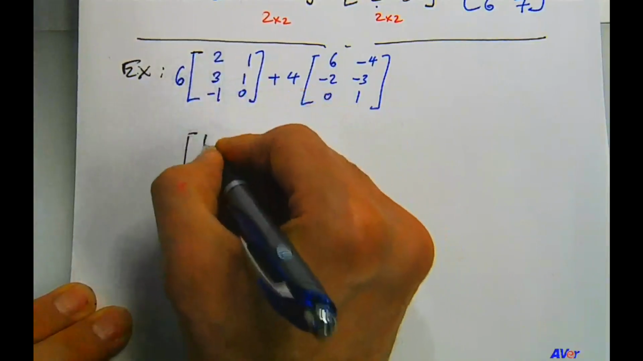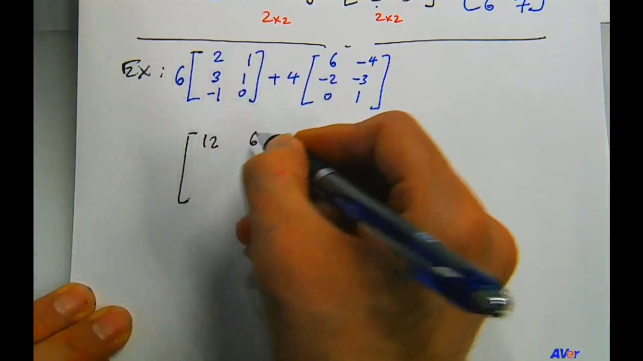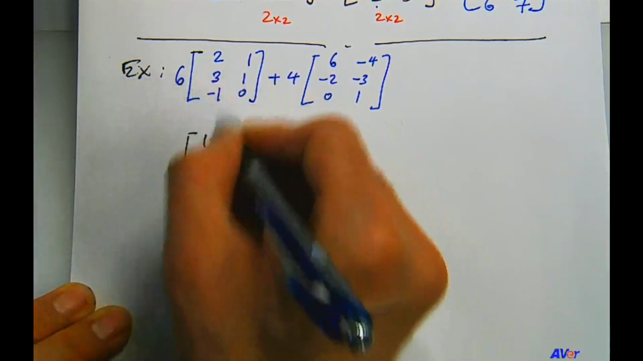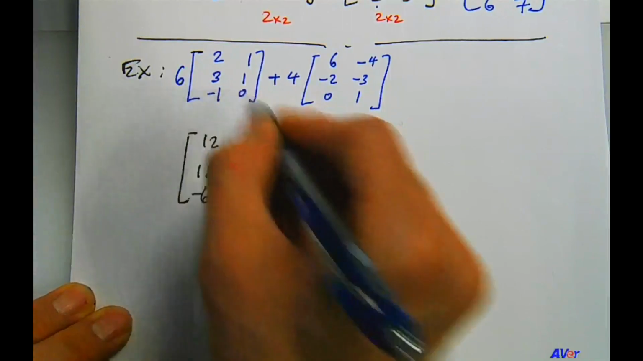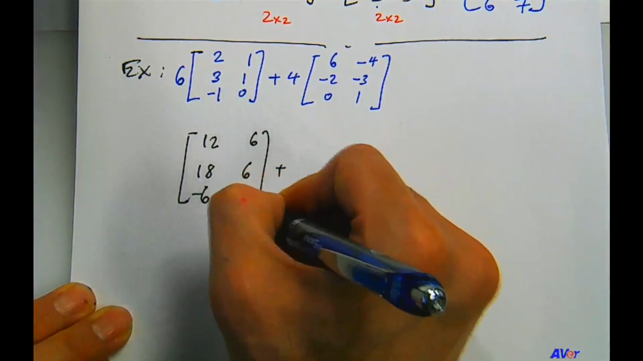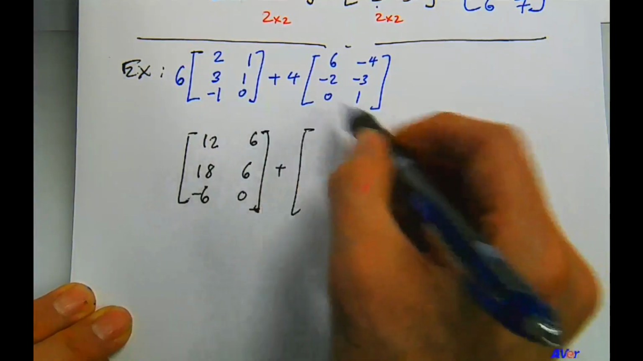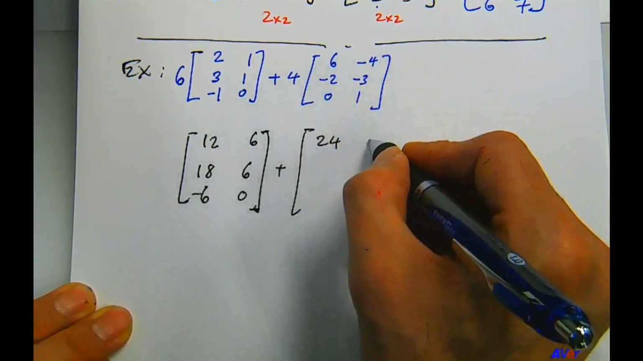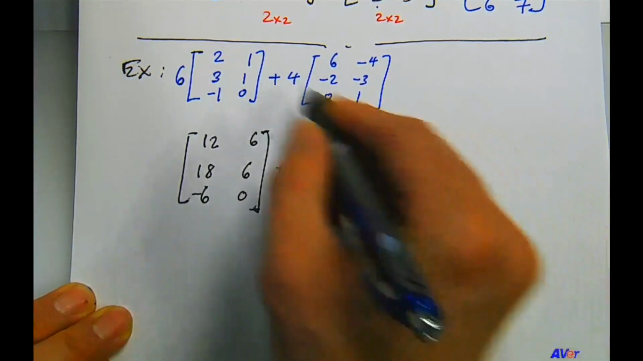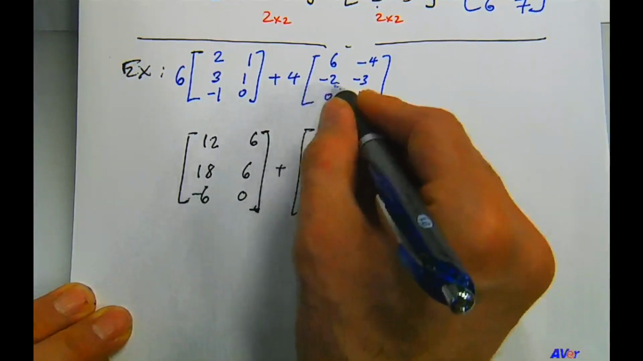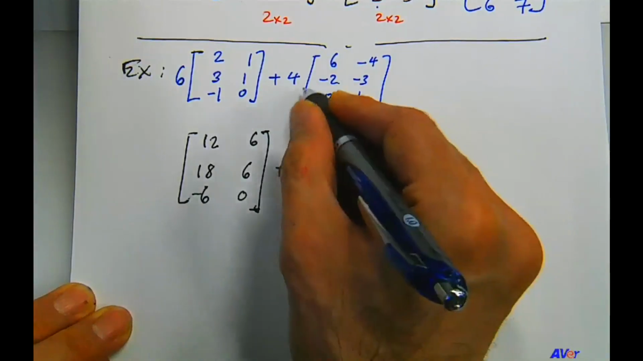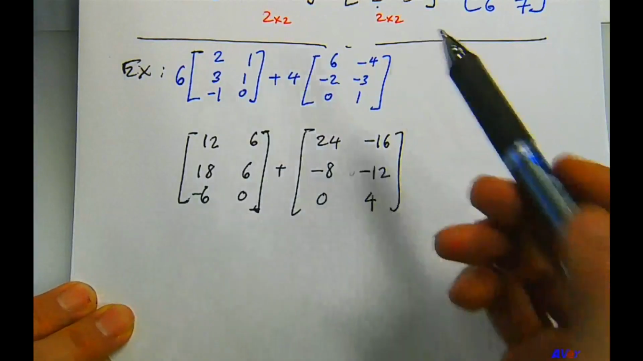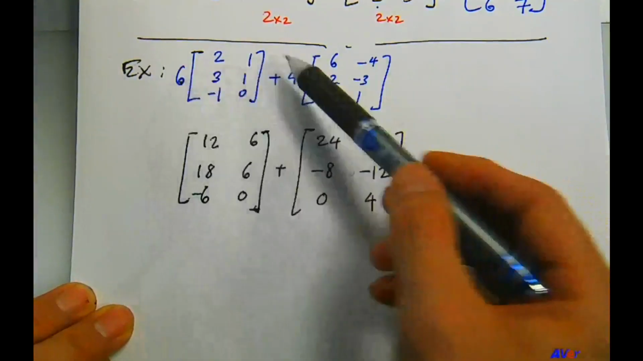So 6 times 2 is 12, 6 times 1 is 6, 6 times 3 is 18, 6 times 1 is 6, 6 times minus 1 is minus 6, 6 times 0 is 0, plus, now let's distribute the 4. 4 times 6 is 24. 4 times negative 4 is negative 16. 4 times negative 2 is negative 8. 4 times negative 3 is negative 12. 4 times 0 is 0, 4 times 1 is 4. So we're just done distributing the constants.